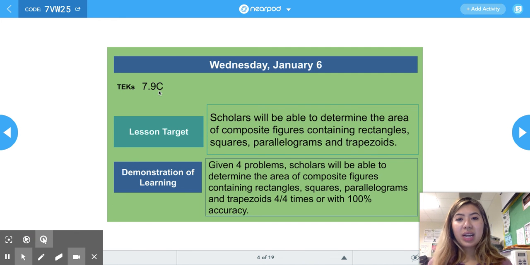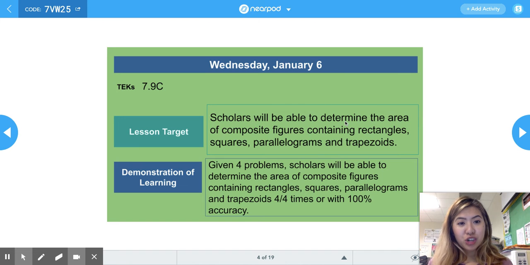Today's TEK is 7.9C. Our lesson target is that scholars will be able to determine the area of composite figures containing rectangles, squares, parallelograms, and trapezoids. And the DOL is given 4 problems. Scholars will be able to determine the area of composite figures 4 out of 4 times, or with 100% accuracy.